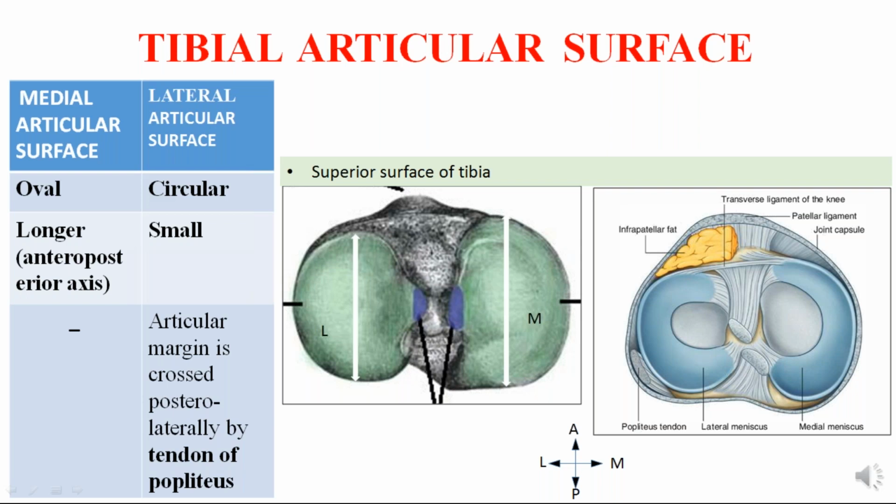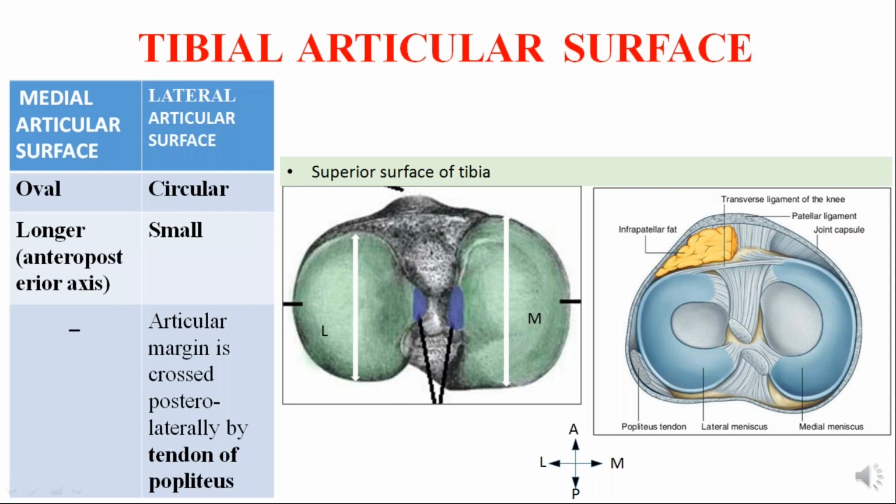The shape also corresponds well with the femoral condyle on the medial side. The medial tibial articular surface is oval in shape, same as that of the medial femoral condyle. The lateral femoral condyle was circular. Similarly, the tibial articular surface on the lateral tibial condyle is also circular. Now, in this picture, we can see the relation of the tendon of popliteus. The articular margin of the tibia on the lateral side is related to the tendon of popliteus. This is an important relation which will help us in the next slide.